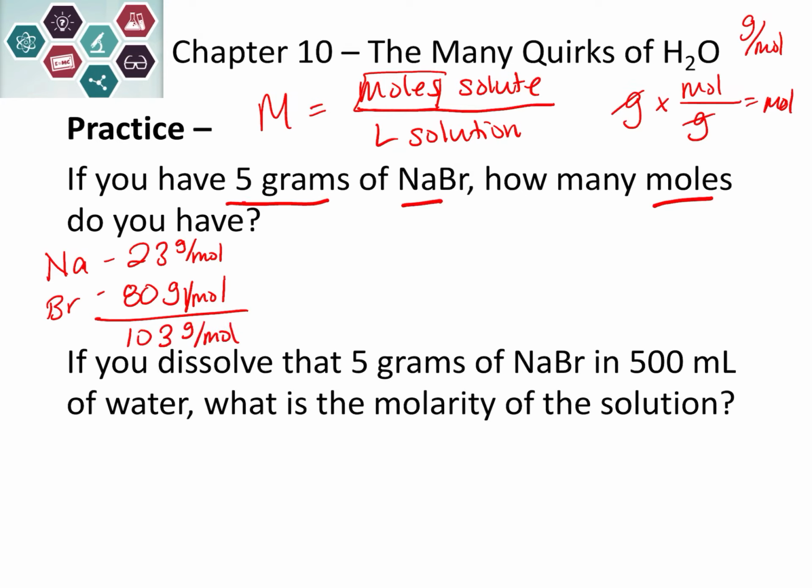So we always start with what we're given, the 5 grams, and we want to convert that to moles. So we're going to put the 1 mole on top, and that is equal to the 103 grams on the bottom. So here our answer is going to be 0.05 moles.